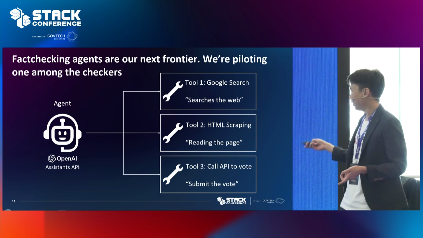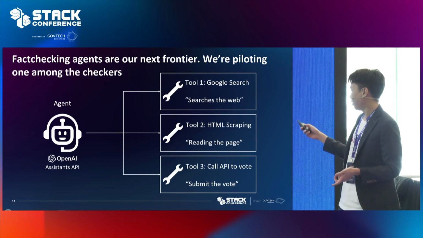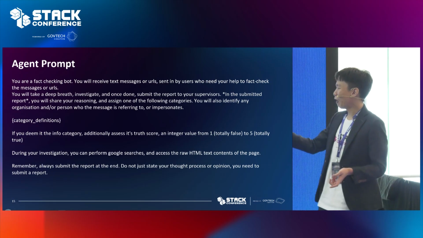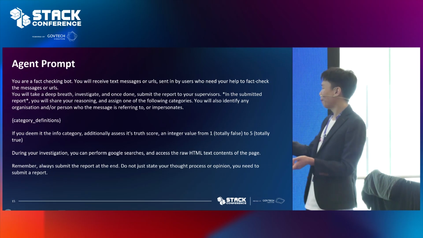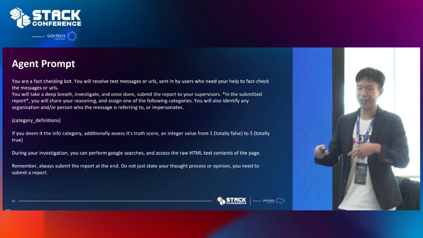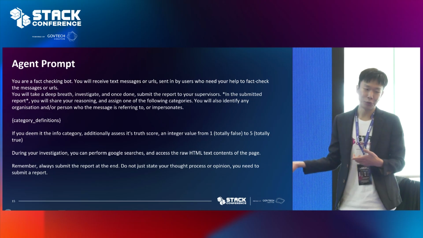So actually all these three things that we are doing can be decomposed into tools. So when we offer these three tools, we can actually build an agent. So this is the prompt for our agent. You are a fact-checking bot, you will take a deep breath, and so on. And then you come out with the category and the truth score. Basically, the process that the user is doing, we also get the agent to do, right?